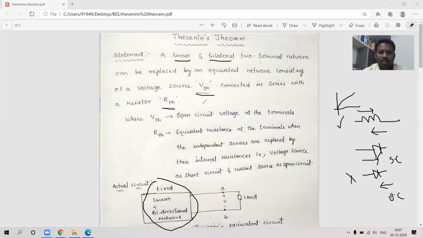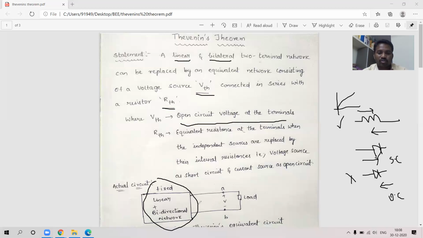So how is VTH calculated? Whenever the complex circuit is there, in that complex circuit the load is removed first. When the load is removed, you are going to get a voltage. At open circuit also we will get some voltage. That voltage is nothing but the Thevenin's voltage, VTH.